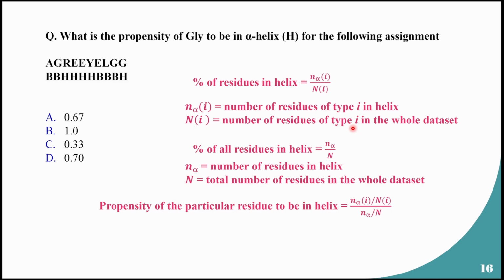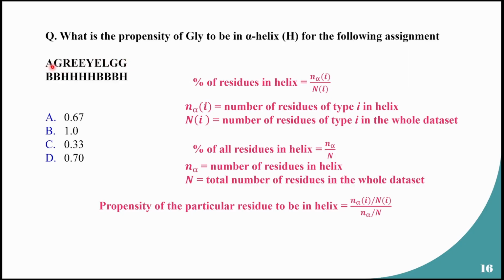So that is this particular formula, n of alpha of i divided by capital N of i. And then in the next step, we have to calculate out of all the residues in the whole data set, how many of them are present in helix. So firstly, you calculate for glycine, and then you calculate for all of the residues present in the given sequences, right? And then you just divide the first value by the second value, and you should get the answer, right?